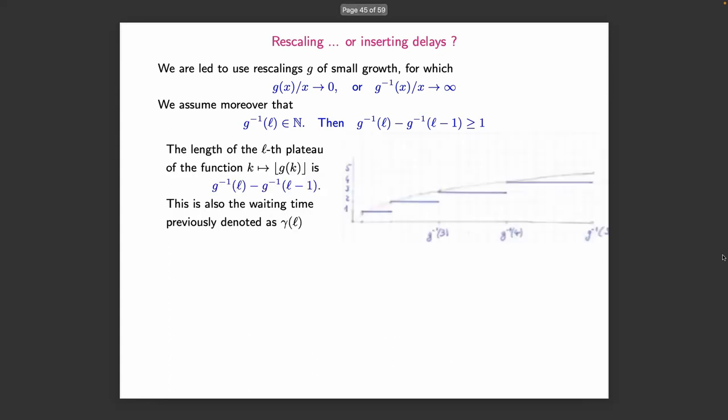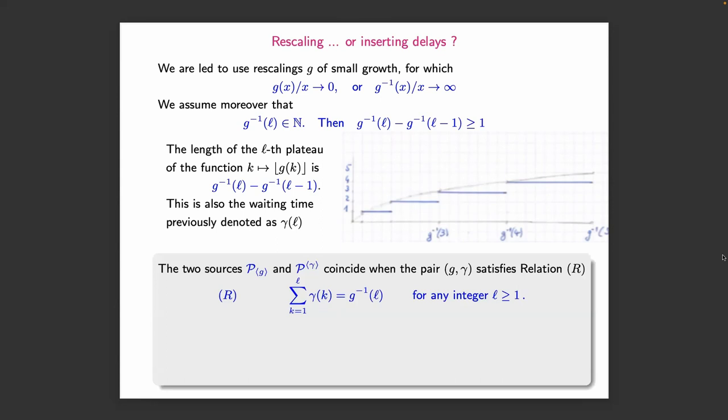And now I consider the graph of G. So it is the graph of the function G. You say it's small growth. Okay. And here I put the integers 1, 2, 3, 4, and the reciprocal image of G, so G to the minus one of 1, 2, 3, 4, and so on. And now I consider the plateau. It's exactly the length of this length, and it's also the waiting time, which I previously denoted by gamma of L. Of course, then the two processes are the same.